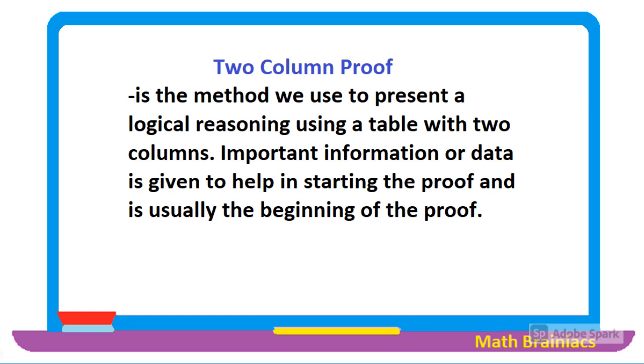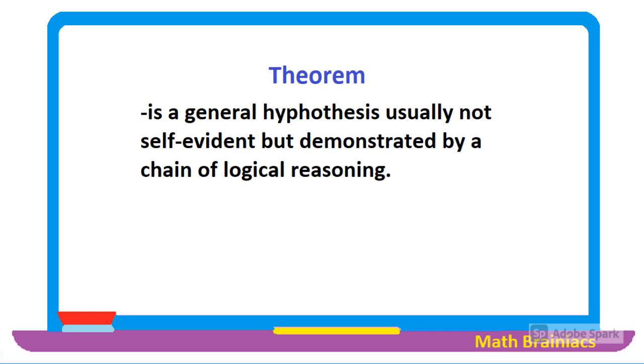The two-column proof, which is our main lesson, is the method we use to present a logical reasoning using a table with two columns. The important information or data is given to help in starting the proof and usually the beginning of the proof. Theorem is a general hypothesis usually not self-evident but demonstrated by a chain of logical reasoning.